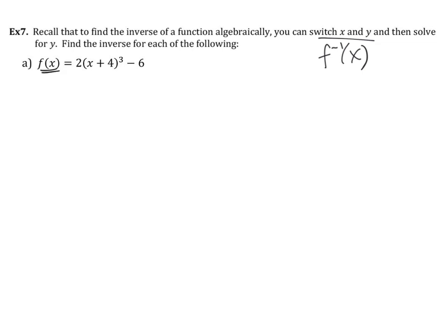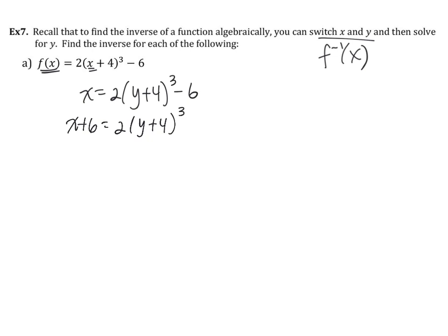So this is your y value. We're going to make that an x. This is your x value. We're going to make that a y. So I switched my x and y. Now I have to resolve for y. So I move my 6 to the other side. Then I divide each side by 2.